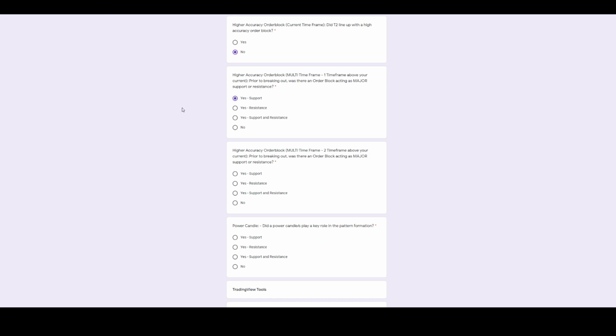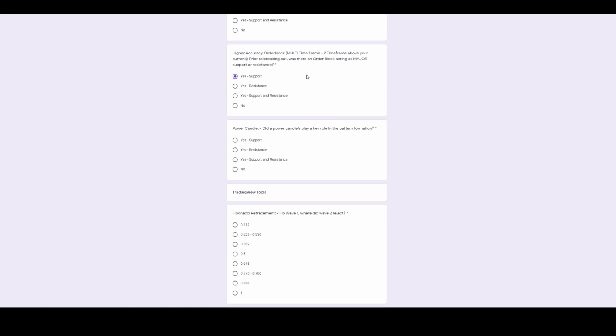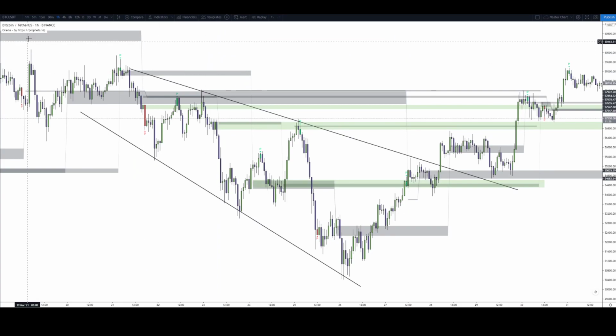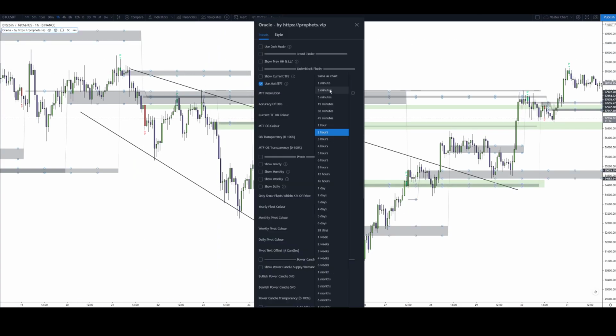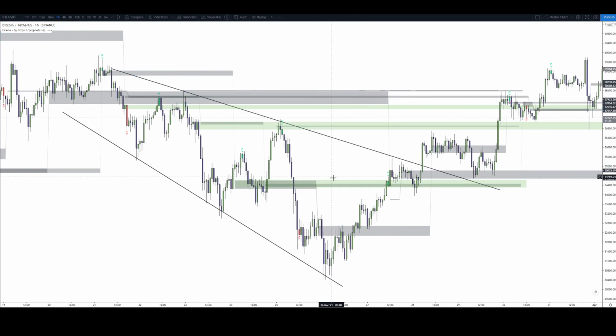Yes. Right. Next one here is 2 time frames above your current one. Same question. So all we do is go back to our time frame. We're on a 1 hour, so we go 1, 2 down. So the 3 hours. Was there a 3 hour order block playing key level?